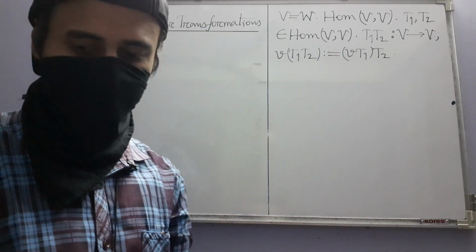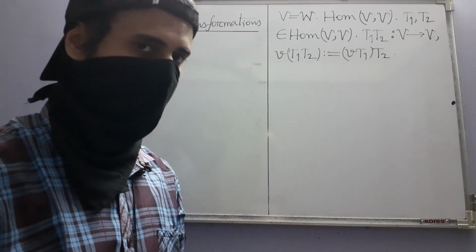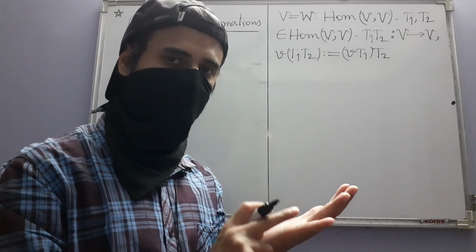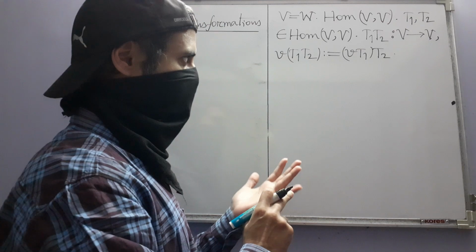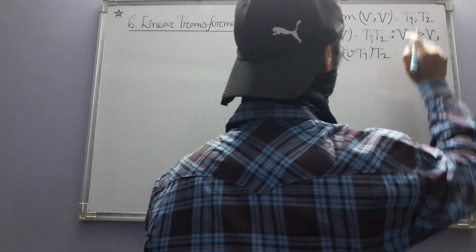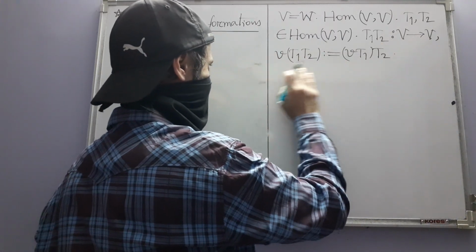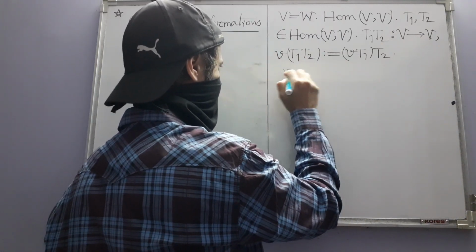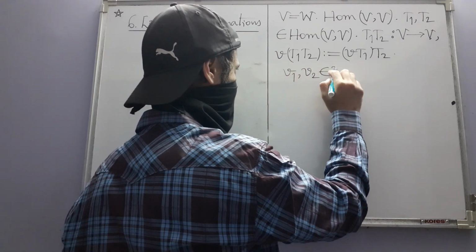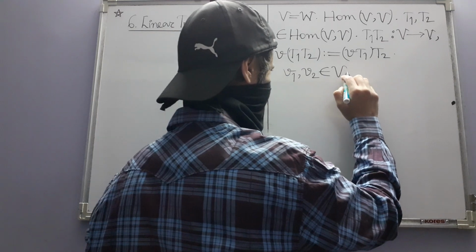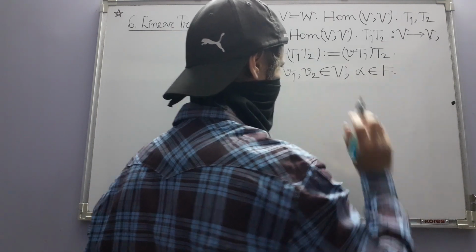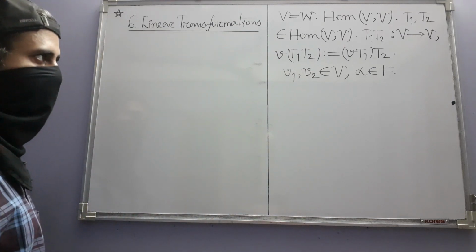Like how we show a function is a vector space homomorphism, it has to preserve vector addition and multiplication by scalar. So those two things we have to show for T1 T2. So let us start by considering two vectors V1 and V2 in V, and let us also, because we will need it, consider a scalar alpha in the underlying field.